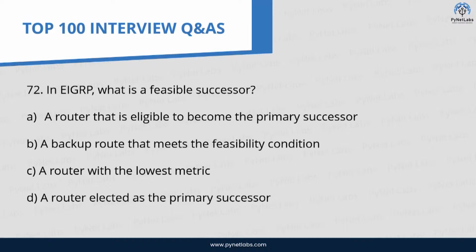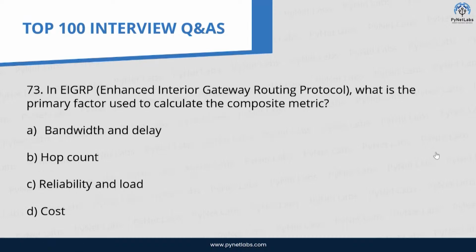Now going to question number 73. It says: in EIGRP, what is the primary factor used to calculate the composite metric? We have some options here: bandwidth and delay, hop count, reliability, and load and cost. We know that EIGRP uses five parameters, or five K values, which together we call the composite metric, which includes bandwidth, delay, reliability and load. Cost and hop count belong to different routing protocols, right?